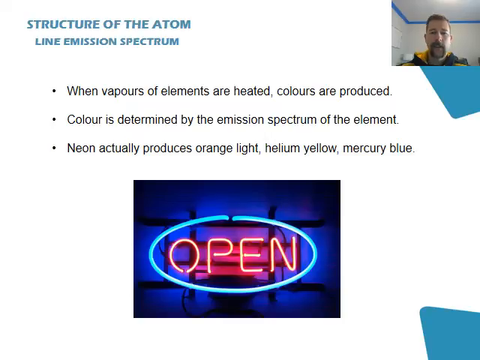When vapors of elements are heated up, colors are produced. And this color is specific to that element, and we call this the emission spectrum of the element. When we look at neon signs, for example, neon is actually an element, and when this is heated up, it actually produces an orange light. Helium produces yellow, and mercury produces blue. So when we talk about neon lights, it's very specific to the color orange. However, in general language, we apply it to all lights.